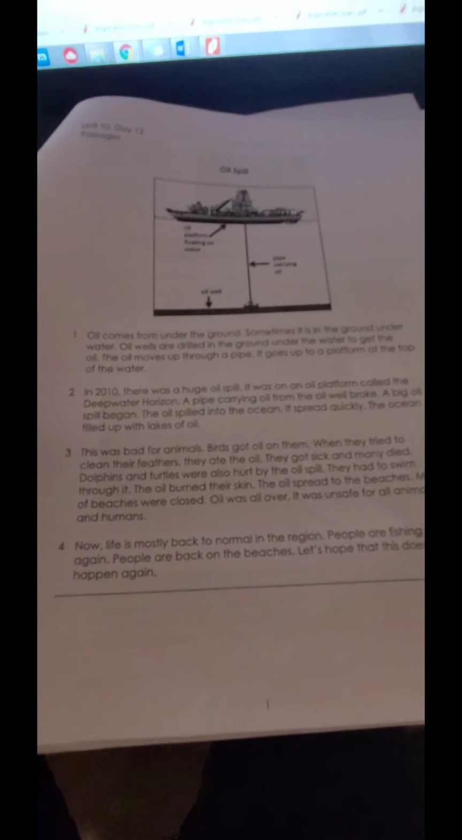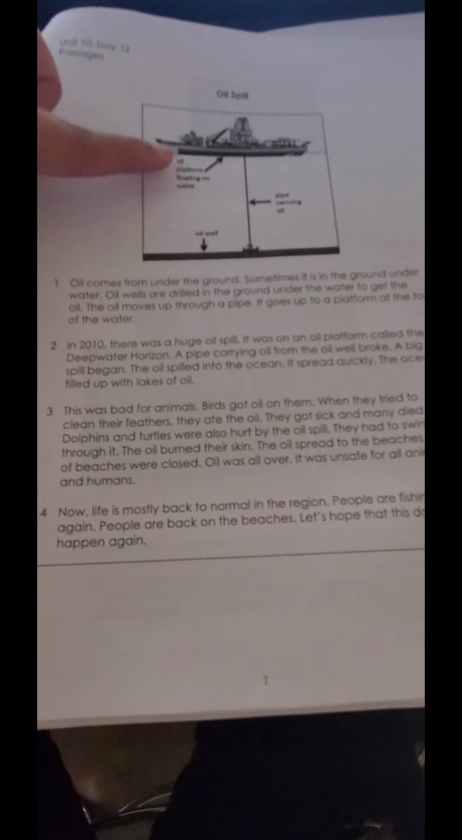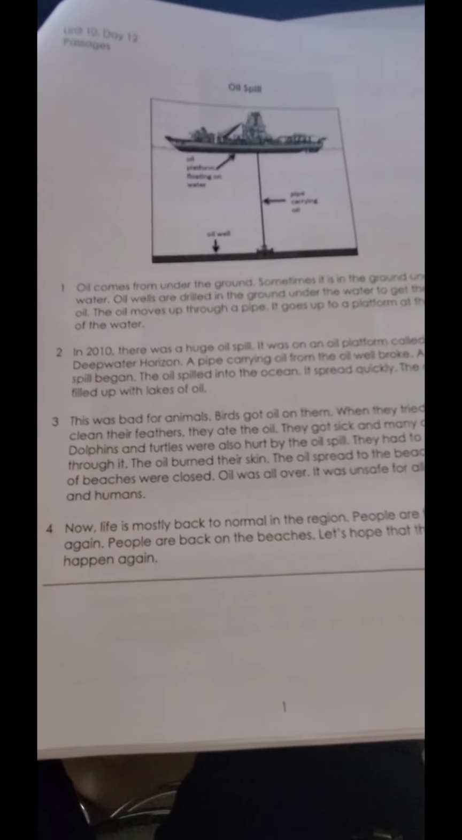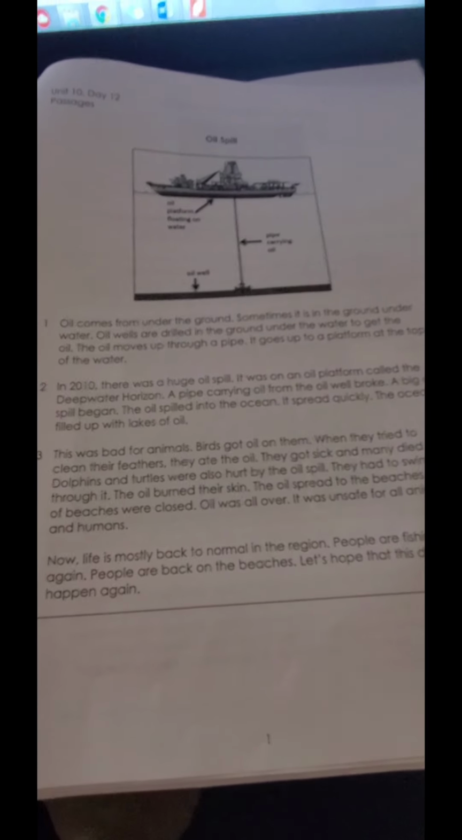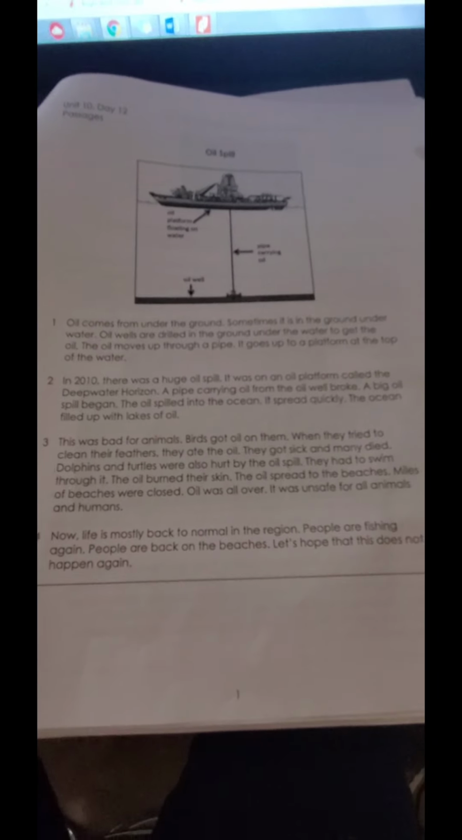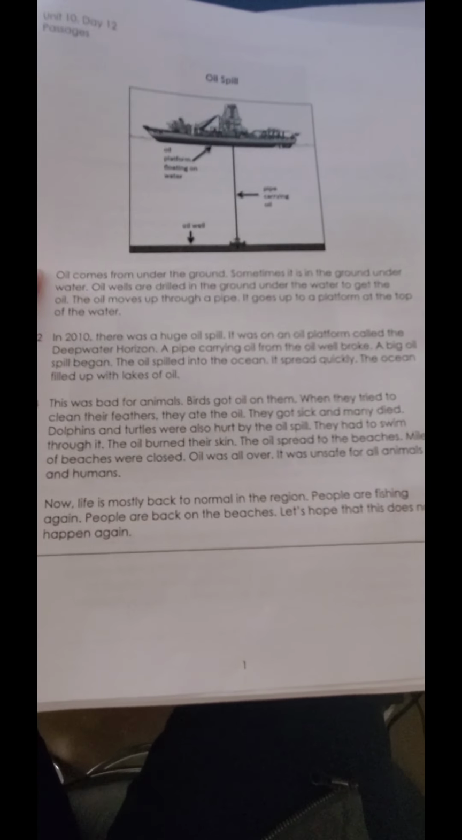Alright scholars, let's start by reading the passage. We're on Unit 10, Day 12, and we're going to be reading Oil Spill, and then right under our title, we see a diagram. If you recall, a diagram is a picture with labels within, and then we have 4 paragraphs. Alrighty, so let's start reading paragraph number 1. As we're reading, you want to think about the main idea of each paragraph. Make sure you're reading with me. So let's start at paragraph number 1.